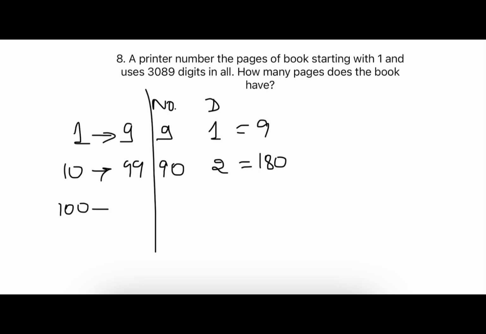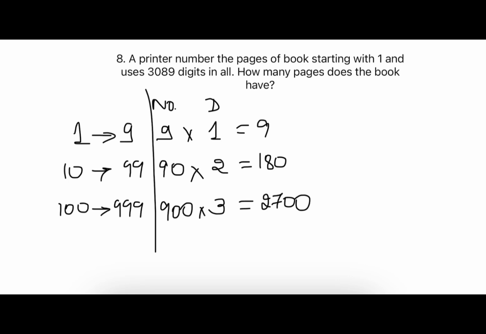Page number 100 to page number 999, because when we go to 1000, that's going to be 4 digits, right? So we'll restrict till here. So how many numbers are there? 999 minus 100 plus 1, which is 899 plus 1, 900 such numbers, 3 digits in each. So when we multiply the two, we get 2700.